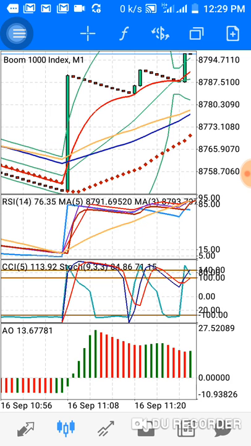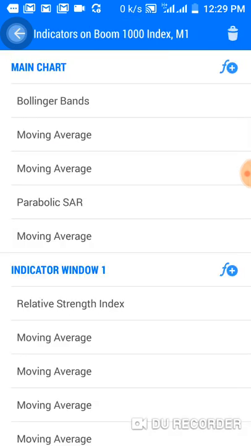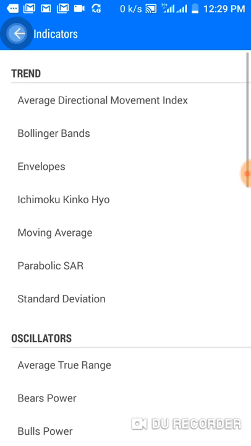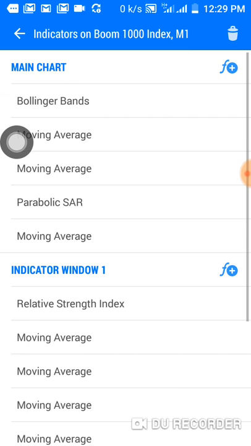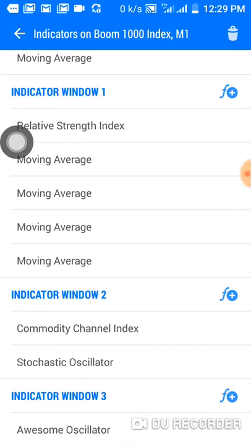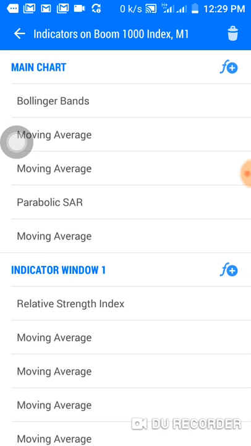Focusing on the chart, you can see all these lines on the main chart. I will be showing us how to set them up. You click on your F icon at the top here, and you can see the main chart. If you want to set it up, you click on this F plus beside the main chart and add whatever indicator you want to add. The same thing is applicable to the other windows, that is indicator window 1, indicator window 2, and indicator window 3. That is how to add them.